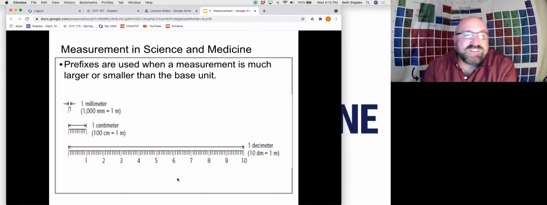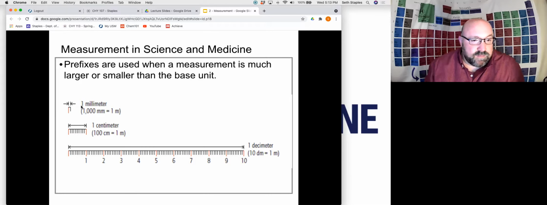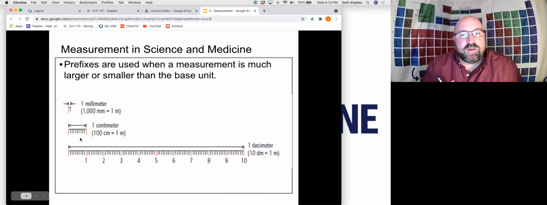For instance, we have distance displayed here. This obviously isn't relative because it's just on your screen, so it depends on the size of your screen, but we have a millimeter. And that milli means 1/1000th. A millimeter is 1/1000th of a meter. There are 1,000 millimeters in 1 meter. Centimeters. A centimeter is 1/100th of a meter. There are 100 centimeters in 1 meter.